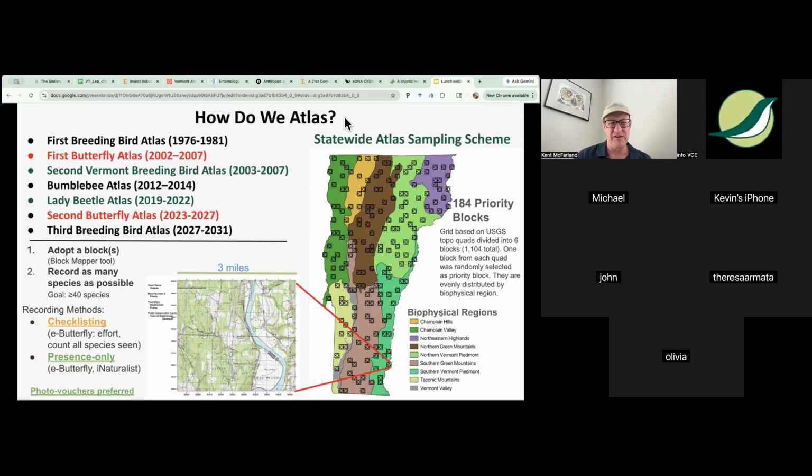Everyone can contribute. And so these blocks, as you can see, they're like 3 miles by 3 miles. There's plenty of space, maybe sometimes too much space. You can ask your neighbors if you can go in their fields. It's fun to explore these blocks and find really interesting things. So that's kind of how the blocks work.